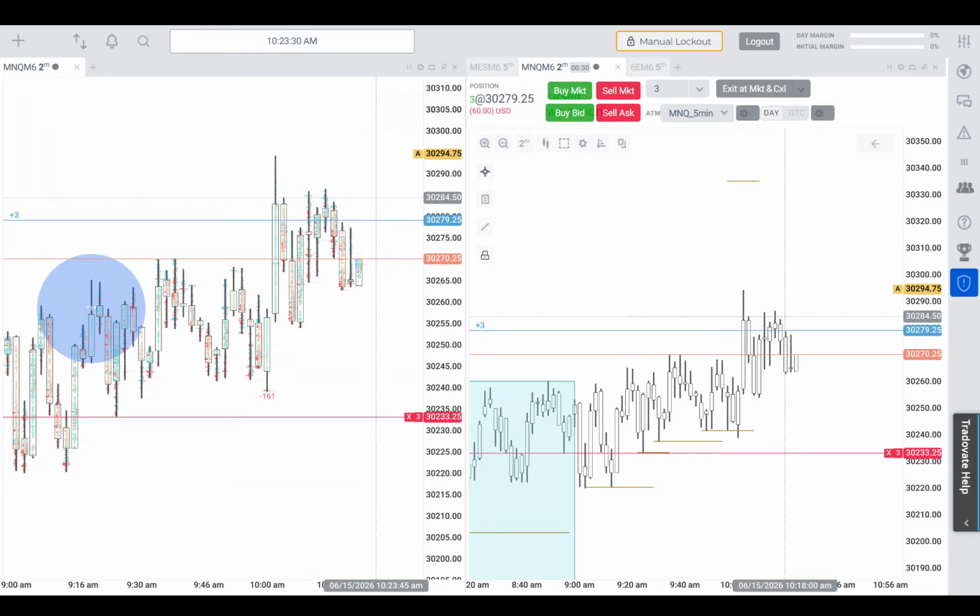Position floating below entry. Still. What's the next bar? I'm not seeing it. It's kind of just hovering right now. Hovering at entry zone. What's your conviction on?